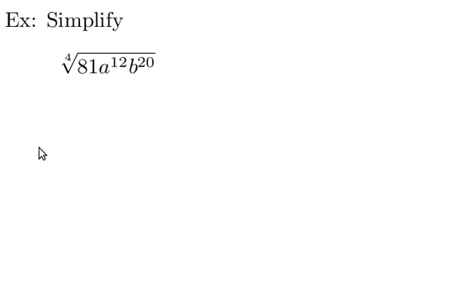So what is going to be the fourth root of 81? Well, the square root of 81 is going to be 9, and the square root of 9 is going to be 3. So that means 3 times 3 times 3 times 3 is going to give you 81 back. So the fourth root of 81 is 3. Now, what is the fourth root of a to the power of 12? Well, 4 divides 12, so 12 divided by 4 is going to give you 3, so it's a to the power of 3.